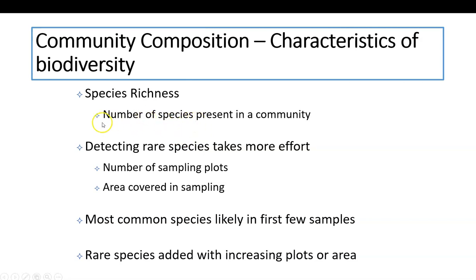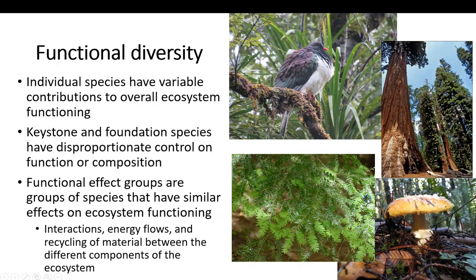Species richness is probably the simplest, and this is just simply the number of species that are present. One thing to keep in mind about richness is that detecting rare species is hard. It takes more effort. You need to sample lots of locations or lots of area to do it. And what we find is that, usually because of differences in evenness within systems, the most common species you find in your first few sampling points. But then from there, things get a little bit harder to quantify. You've got to have a lot of plots if you want to find the rare species.